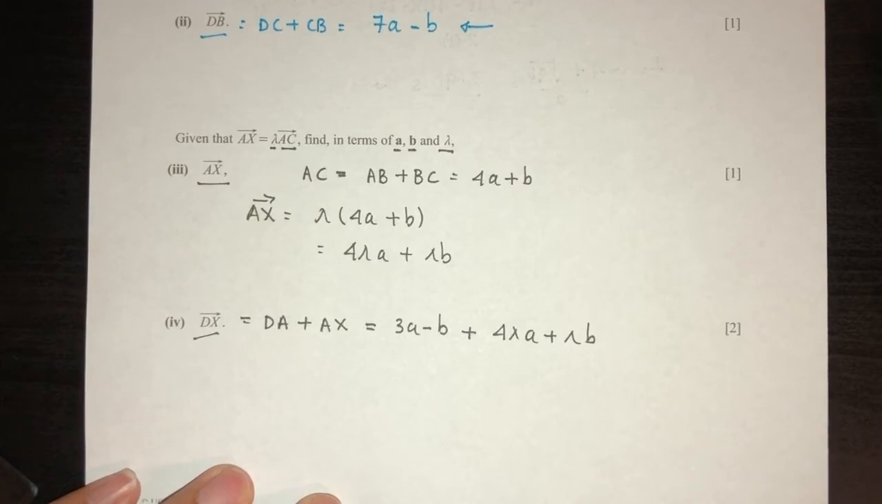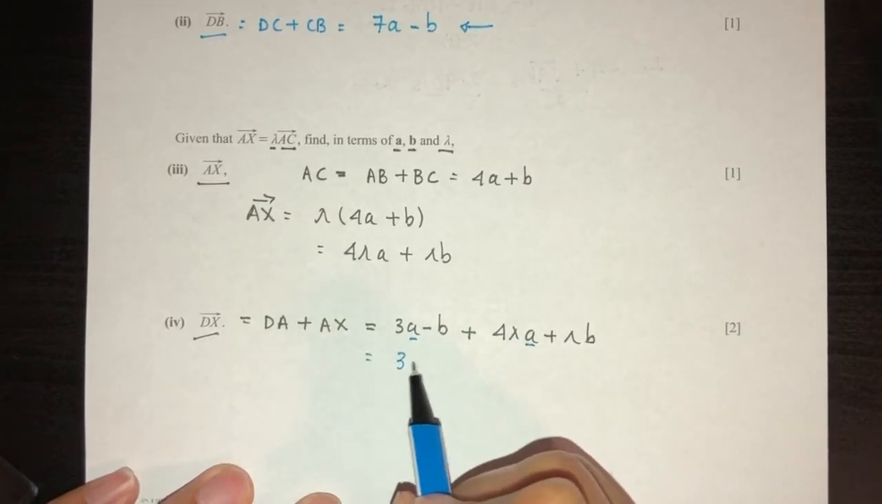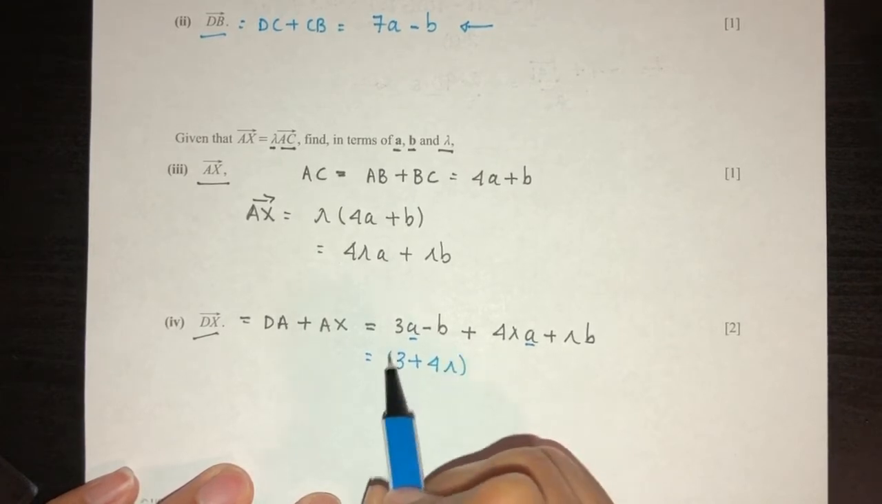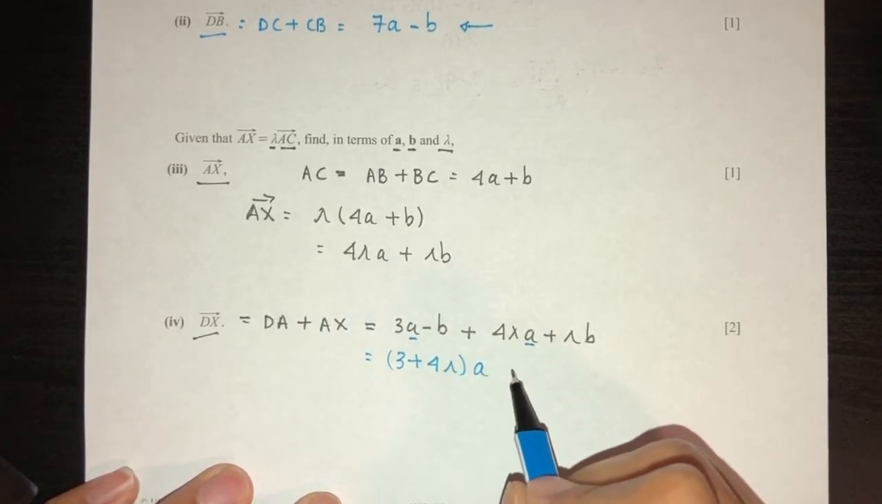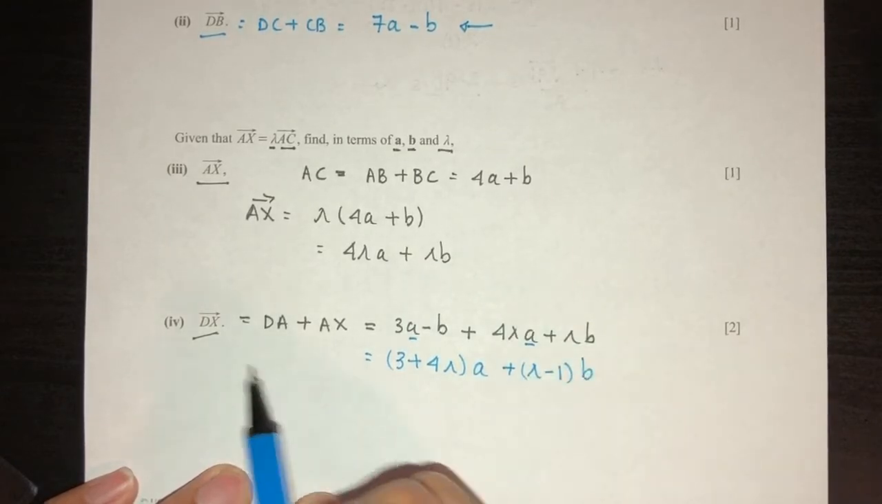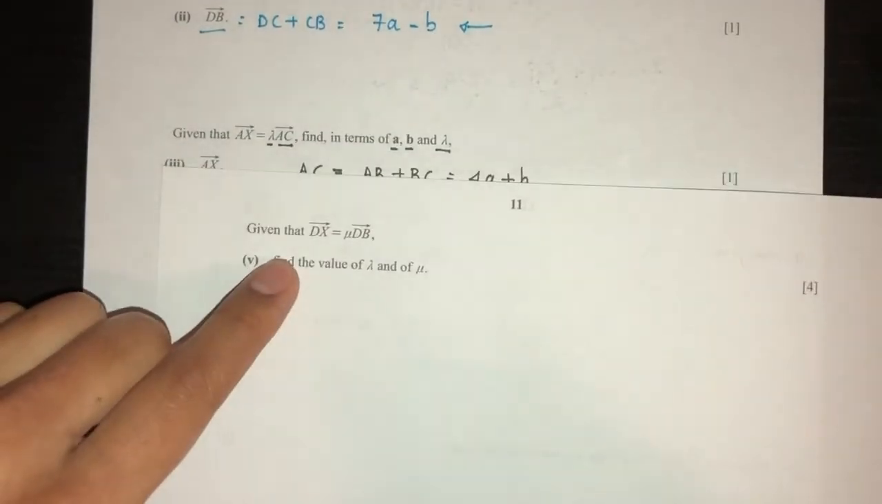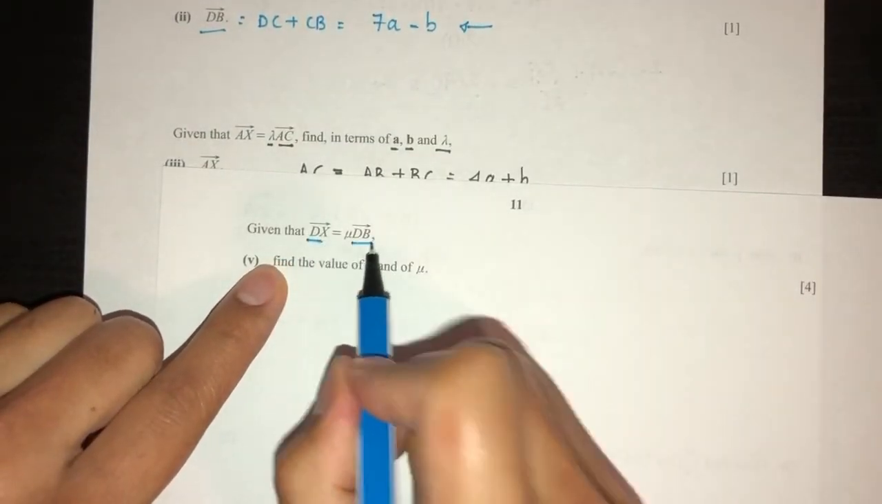So let's write this down. Let's group all the a's together. It will become 3 plus 4 lambda a, then plus lambda minus 1 b. So that is DX. Now for this part, we have DX is equal to mu DB.